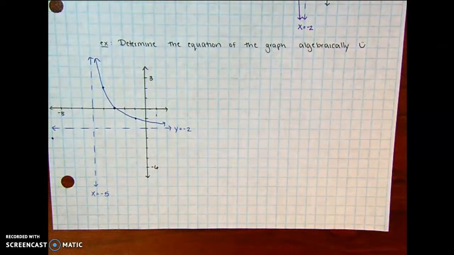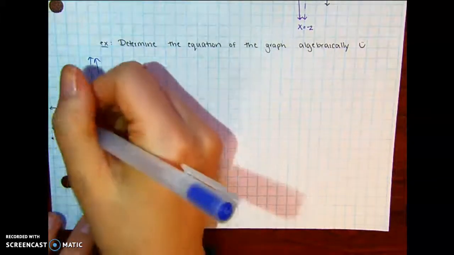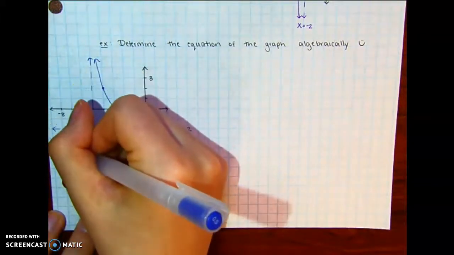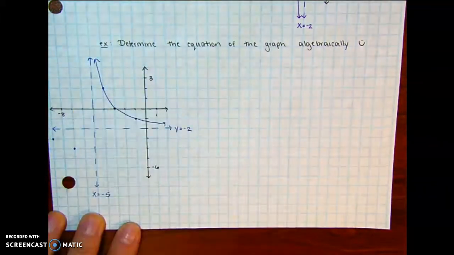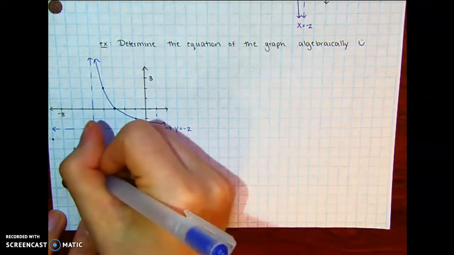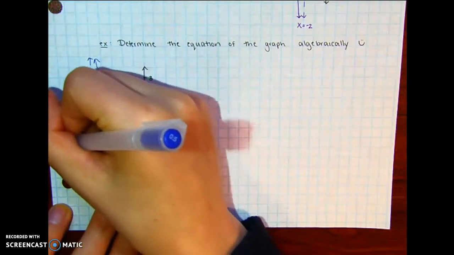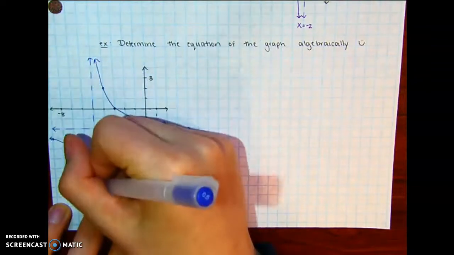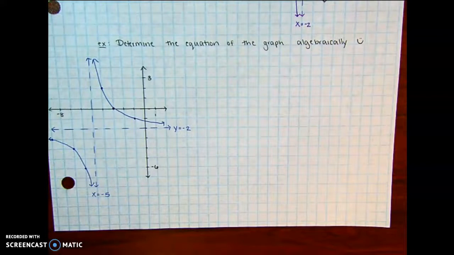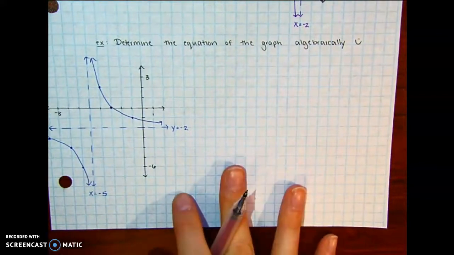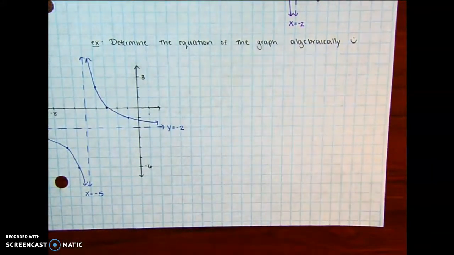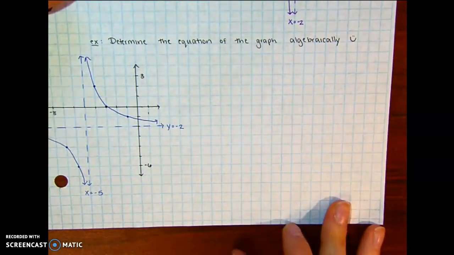Negative 7, negative 4, and negative 6, negative 6. Okay, so pause if you don't have that down. I have to move kind of quick because I'm running out of time.